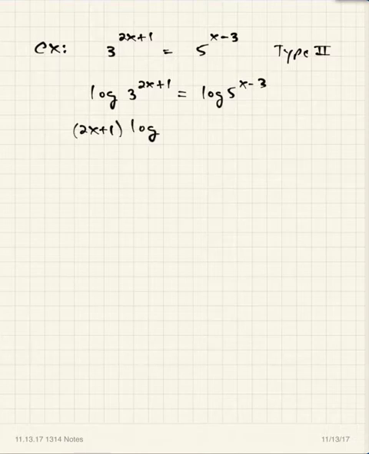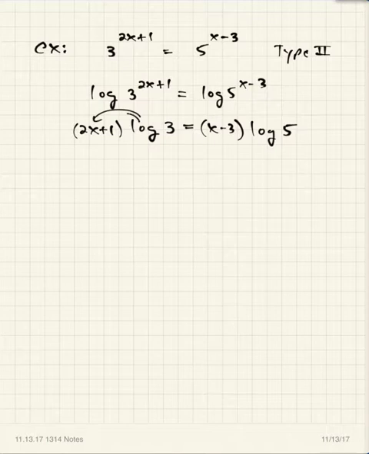So I have 2x plus 1. I bring that down in front, times log of 3, equals, and then bring the x minus 3 down in front. Make sure you put those in parentheses in both cases, times log of 5. And because I have x's on both sides of this equation, there's really no choice. I'm going to have to use the distributive property on both sides of the equation in order to solve for x. I've got to get rid of those parentheses, and that's really going to be my only way to do that in this problem.